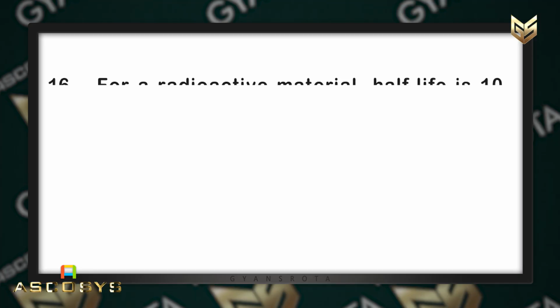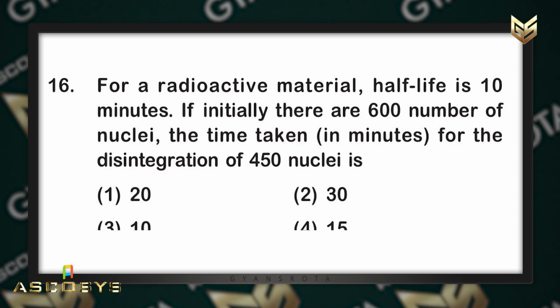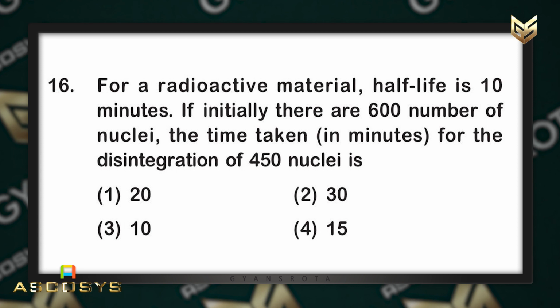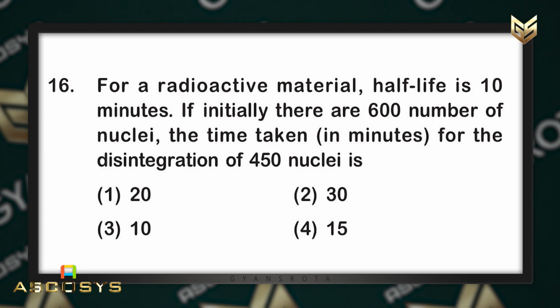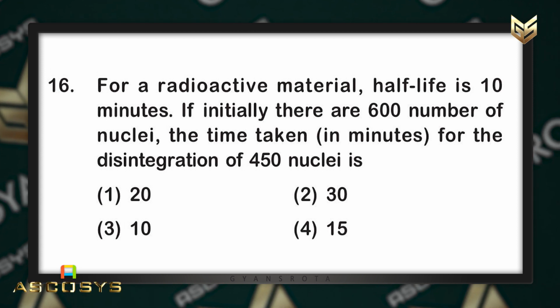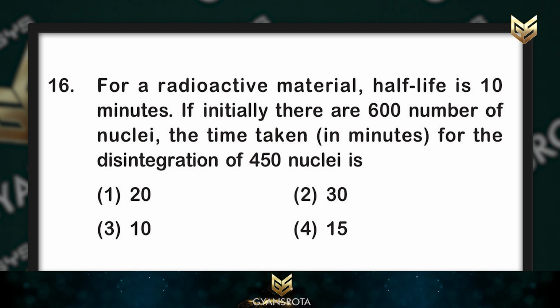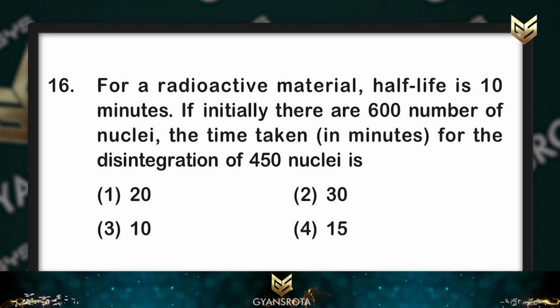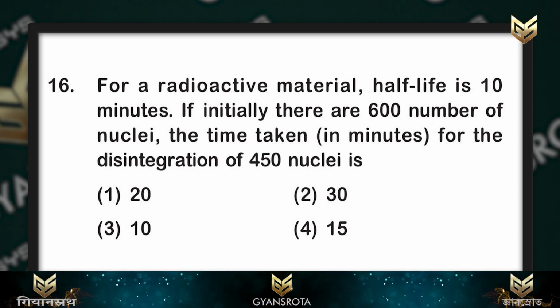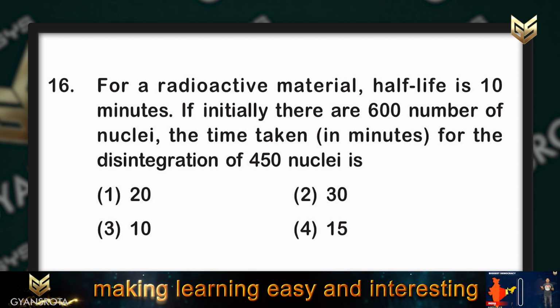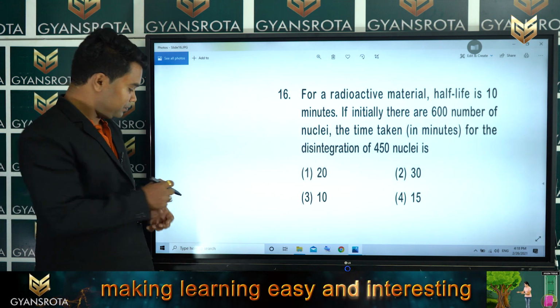Question number 16. For a radioactive material, half-life is 10 minutes. When I talk about half-life, it is coming from the chapter Nuclei of class 12. If initially there are 600 nuclei, that is N naught is 600, the time taken for the disintegration of 450 nuclei is, now you have to find out the total time. So how do you solve it, my dear?